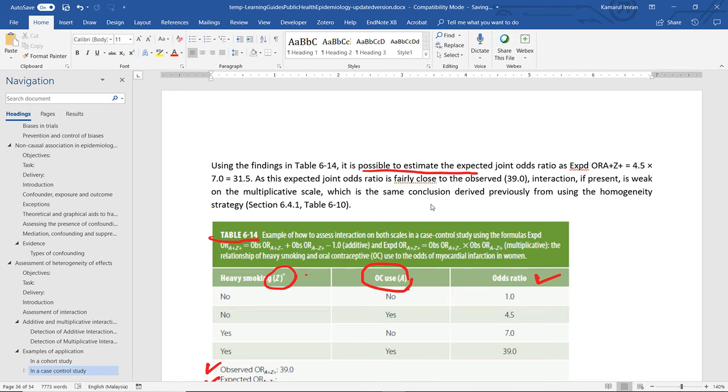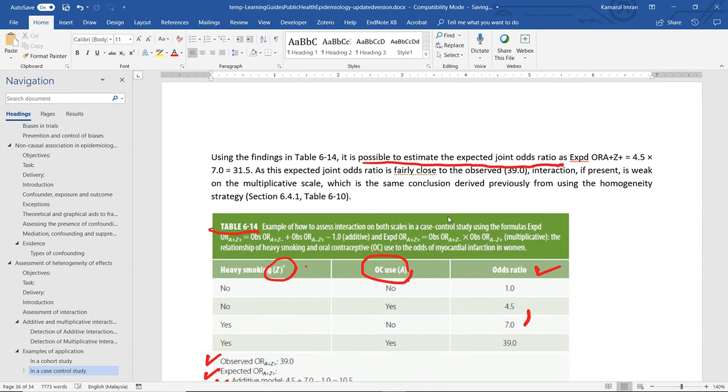So it is possible to estimate the expected joint odds ratio. In this case 4.5 times 7, which is this one. So you should get 4.5 times 7, which should equal 31.5. And the observed joint odds ratio is 39. This one. So it indicates interaction, if present, is weak on the multiplicative scale.